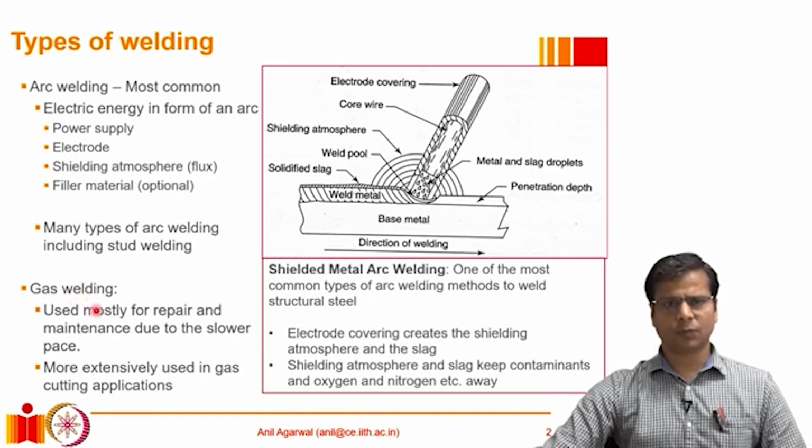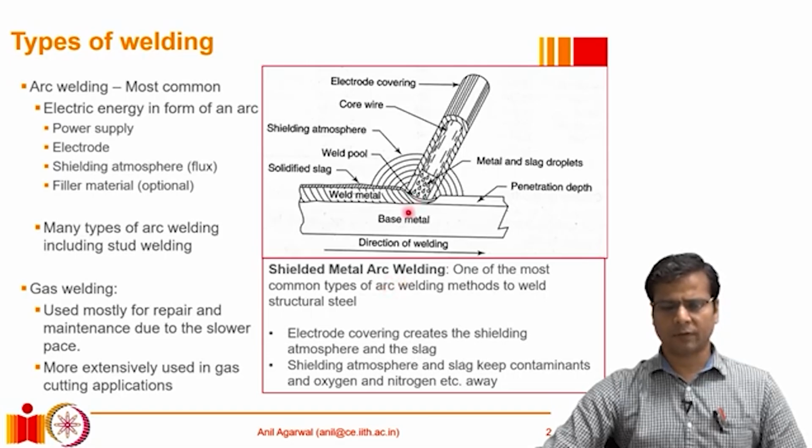Gas welding is rarely used for structural applications. This is mostly used for cutting or maintenance or repair type of operations, because first it has a very slow pace in comparison to electric welding, and portability is also a challenge. Gas welding, however, is used more frequently for cutting operations. When we want to cut very thick plates of steel, gas torches are found to be very effective, and that's the purpose for which it is used. So this lecture will not be focusing on gas welding operations so much. We are primarily going to talk about arc welding.